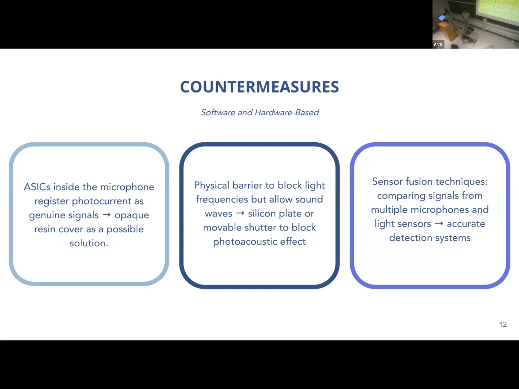And last but not least, they used a silicon plate or movable shutter to block the photoacoustic effect to prevent the diaphragm from wavering, which is what Jasvir talks about, so that there are no unforeseen circumstances that way.